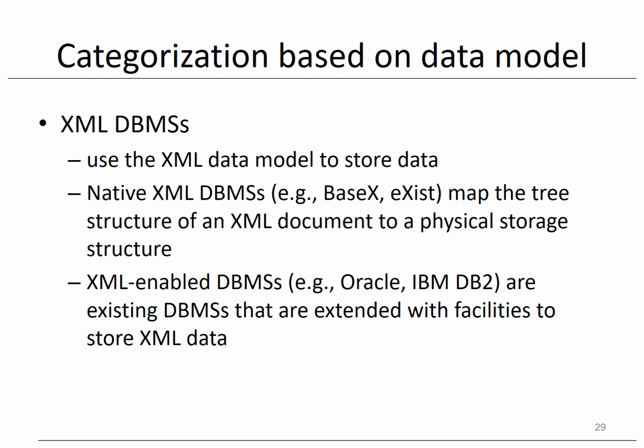XML-enabled DBMSs such as Oracle and IBM DB2 are existing RDBMSs or ORDBMSs that are extended with facilities to store XML data and structured data in an integrated and transparent way. Both types of DBMSs also provide facilities to query XML data.